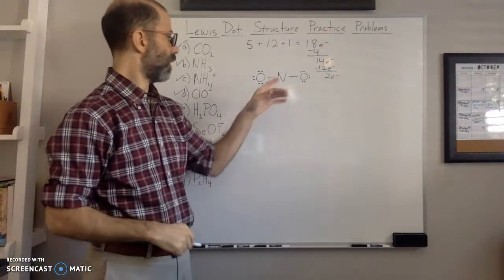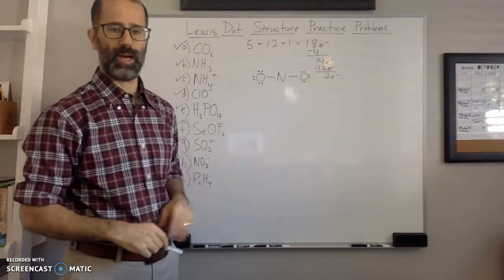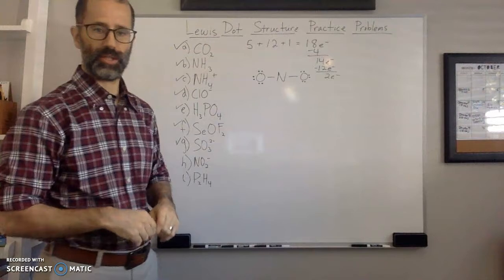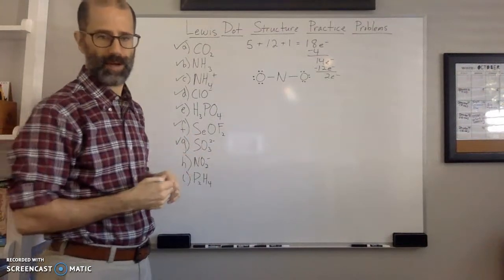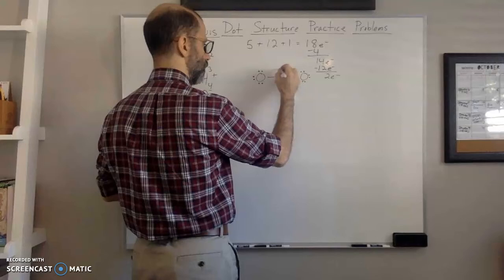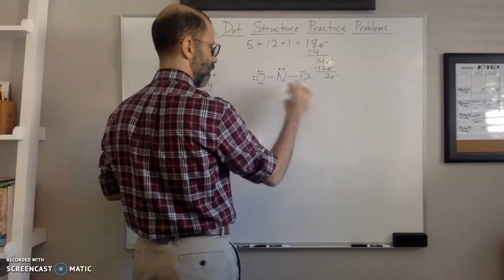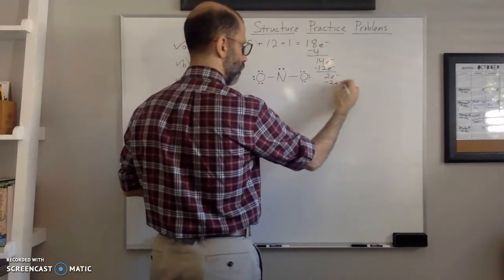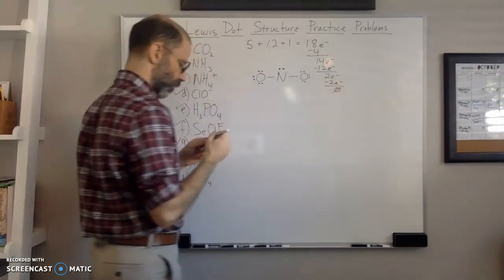Now I'm going to give electrons to my central atom. Anything left over goes to the central atom. No matter how many I have, it goes to the central atom. So I have 2 left. I'm going to put them there on my central atom. Okay, so now I have 0 left over.